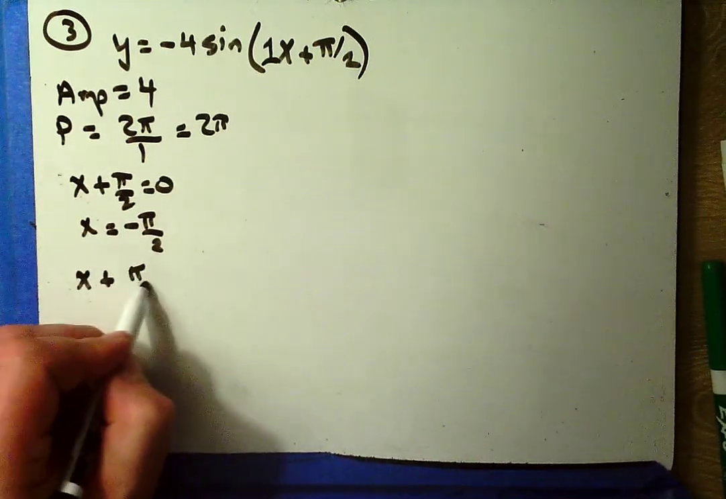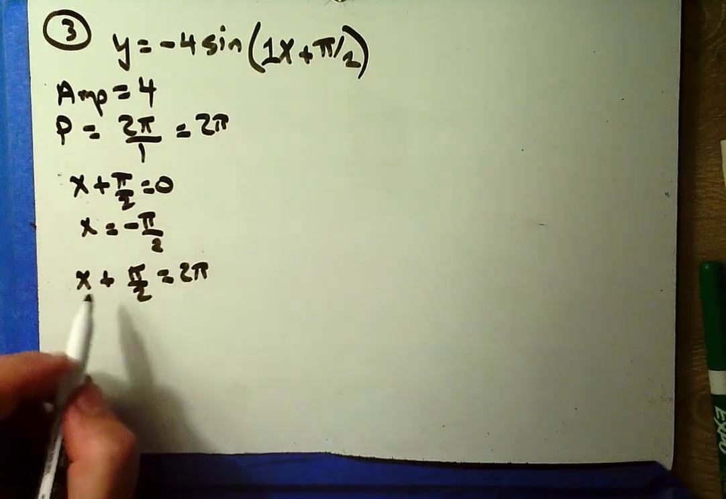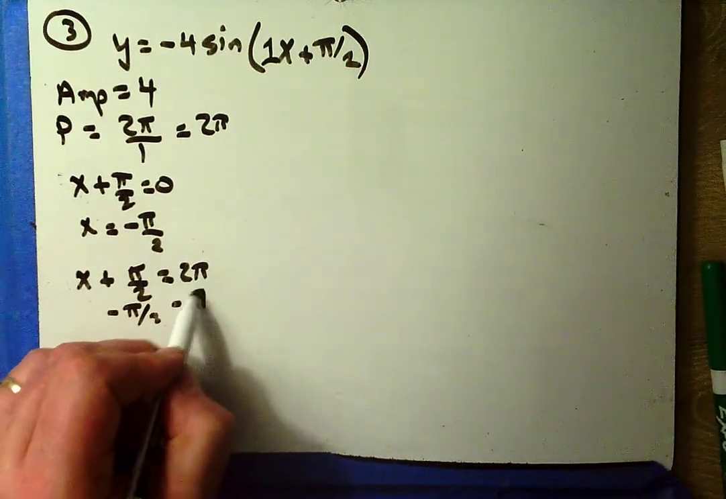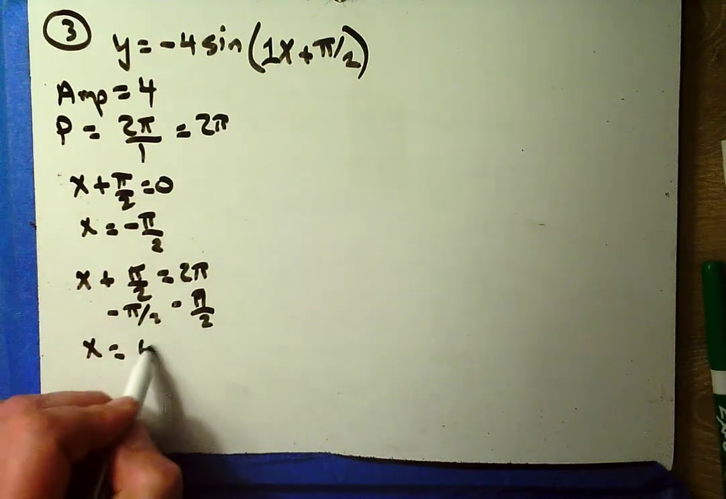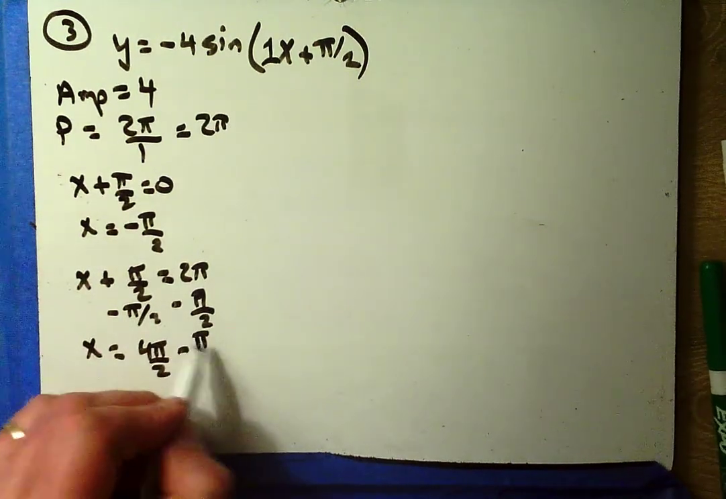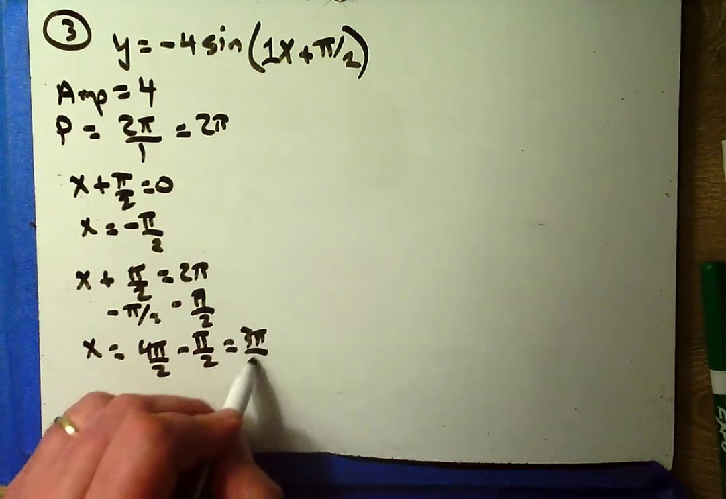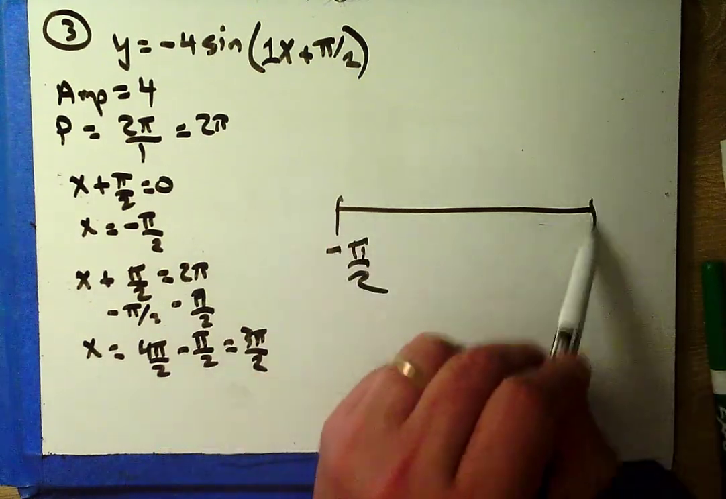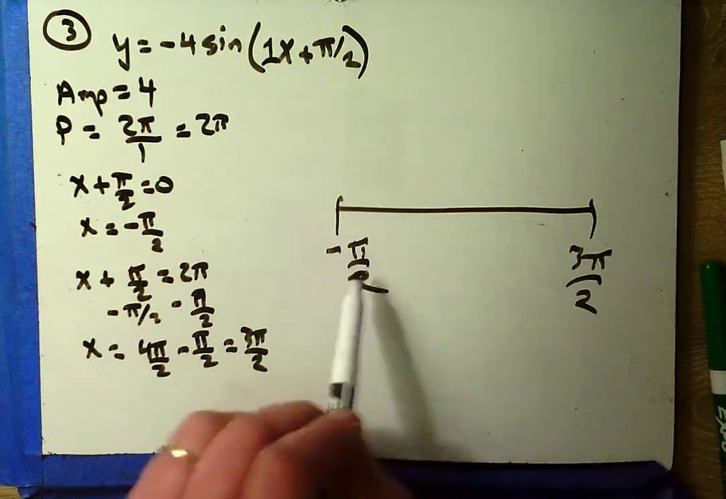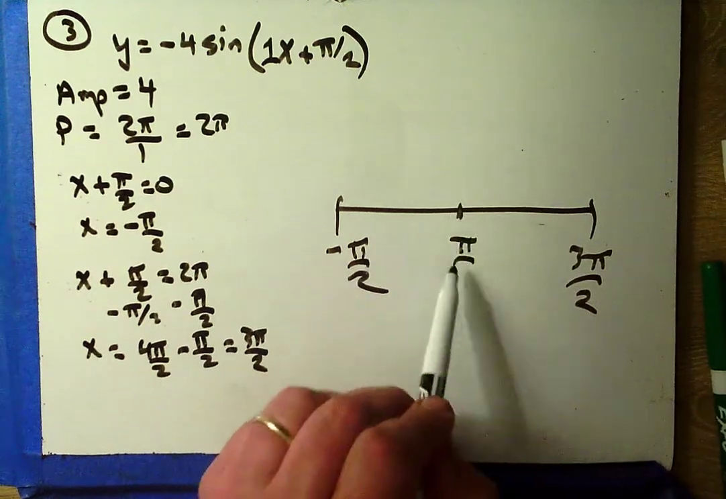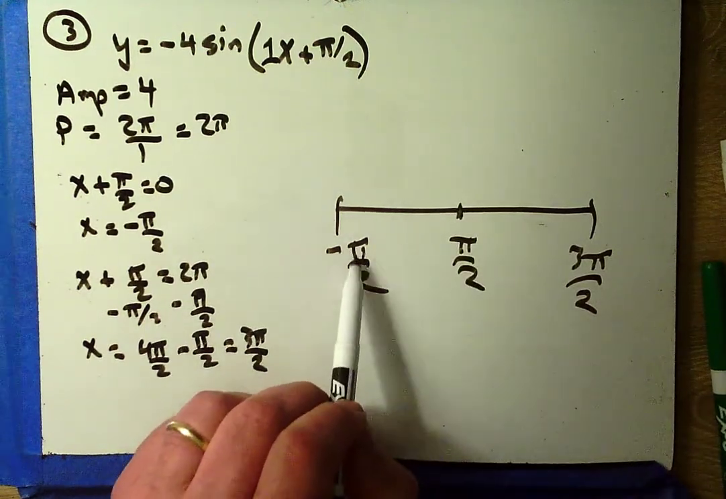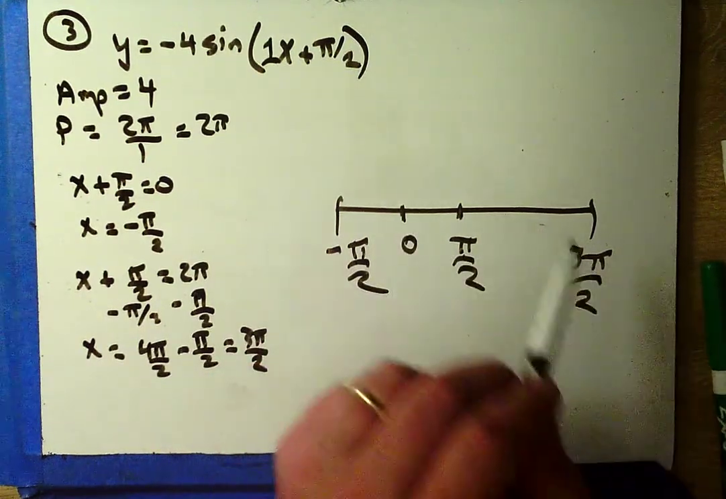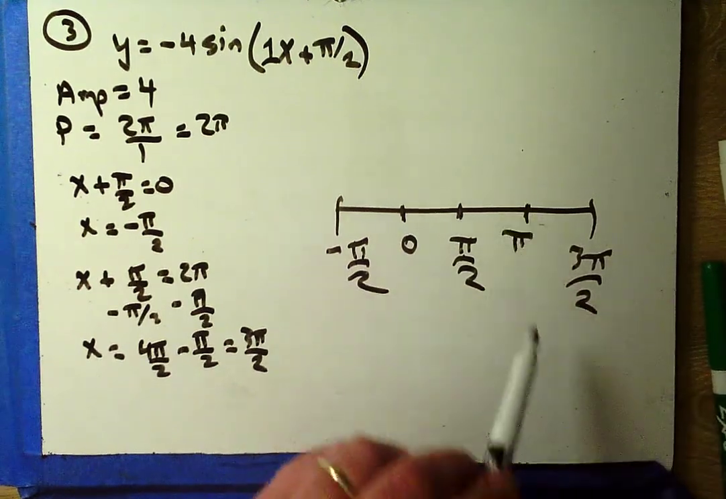And we'll do x plus pi over 2 equals 2 pi. And when we subtract pi over 2 from each side, we'll have x equals 4 pi over 2 minus 1 pi over 2, or 3 pi over 2. So negative pi over 2, 3 pi over 2. Halfway between these will be 1 pi over 2. Halfway between negative pi over 2 and positive pi over 2 is 0. And halfway between pi over 2 and 3 pi over 2 is pi.